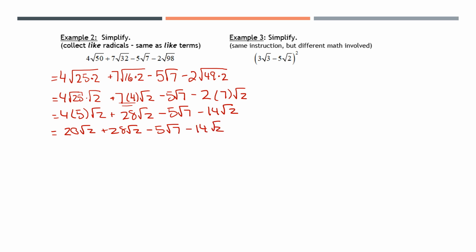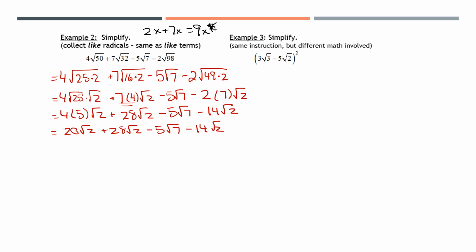So now we're at that extra instruction bit here. Collect like radicals. It's the same as like terms. Let me just review the like terms with you. If I had 2x plus 7x, I would get 9x. I would not get 9x squared, right? I would just get 9x.